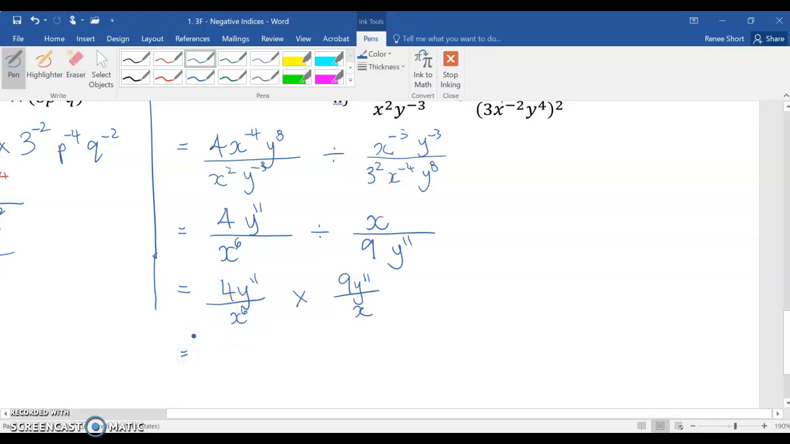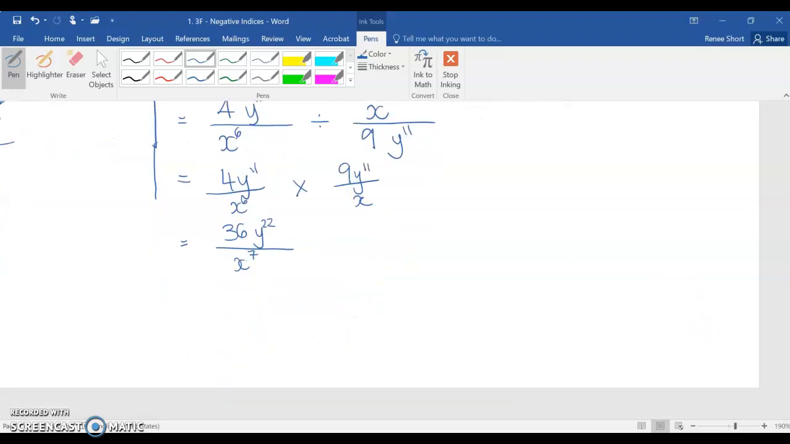Remember, when we are multiplying fractions, then we can just merge them together and collect our like terms. So 4 and 9 are like terms. 4 times 9 gives us 36. We can do y to the 11 times y to the 11. That means I add the indices. That gives me y to the power of 22. And again, with the x's, I would add those indices. So x to the power of 7 then, because that's what 6 plus 1 is.